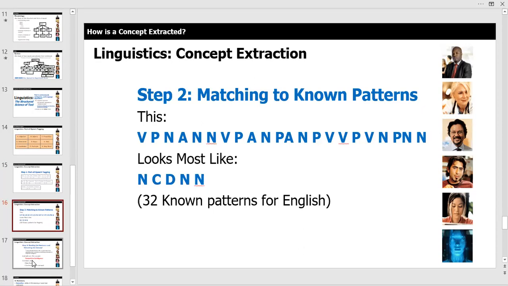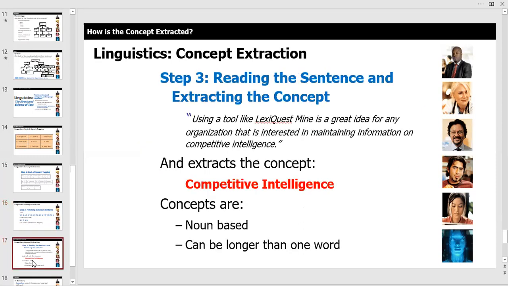So it says matching to known patterns. This idea that it's created a pattern, what we had as a sentence is this pattern, and it can now compare that pattern across an almost infinite number of data sources, just information that it has available to it, to extract what it's looking for. It says there are 32 known patterns for English, just English. So again, out of this, it says NCDNN, if it went through this whole big pattern structure to figure out a concept.